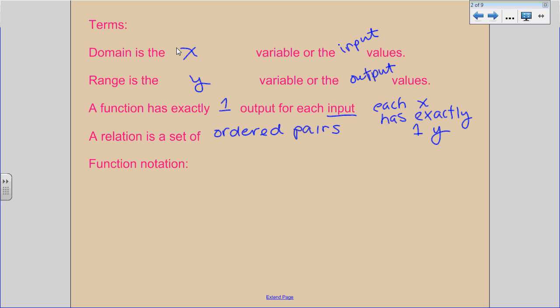So we're going to start looking at these relations, these sets of ordered pairs, these graphs of ordered pairs, and see: do they make a function? Do they fit that definition that there's exactly one output for each input? And then function notation is written f parenthesis x. We call that f of x, or f at x. It just means you're evaluating the function for x.